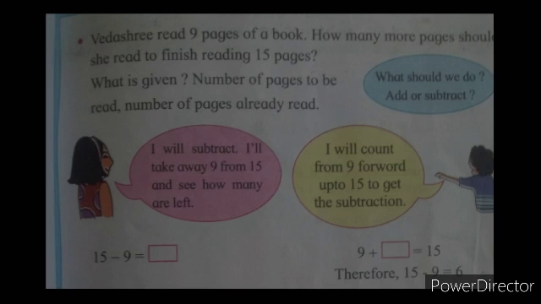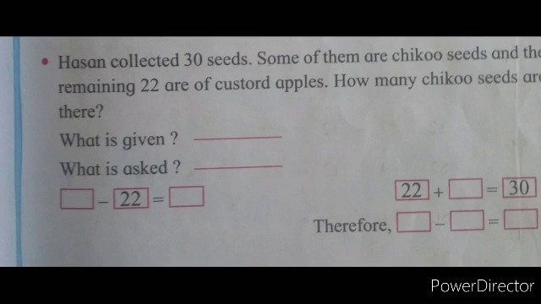Now you will use another method also. I will count from 9 forward up to 15 to get the subtraction. So see children, count 9 to 10, 10 to 11, 11 to 12, 12 to 13, 13 to 14, 14 to 15. So 6. 9 plus 6 is equal to 15. Write the answer, children.